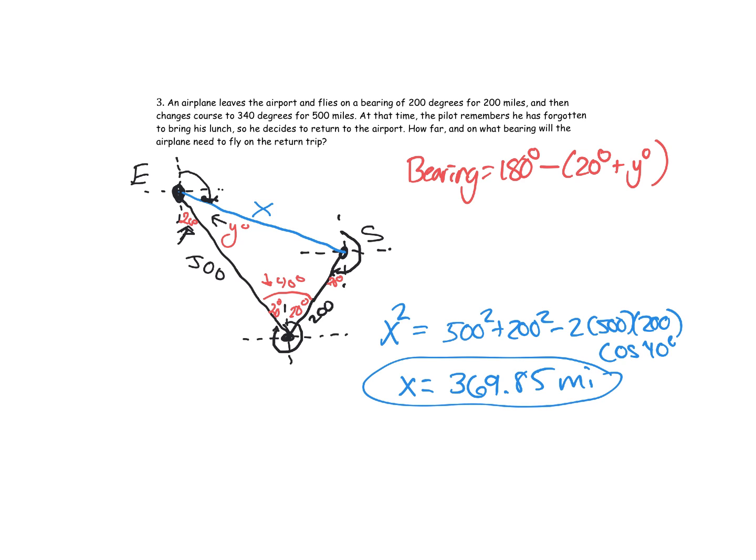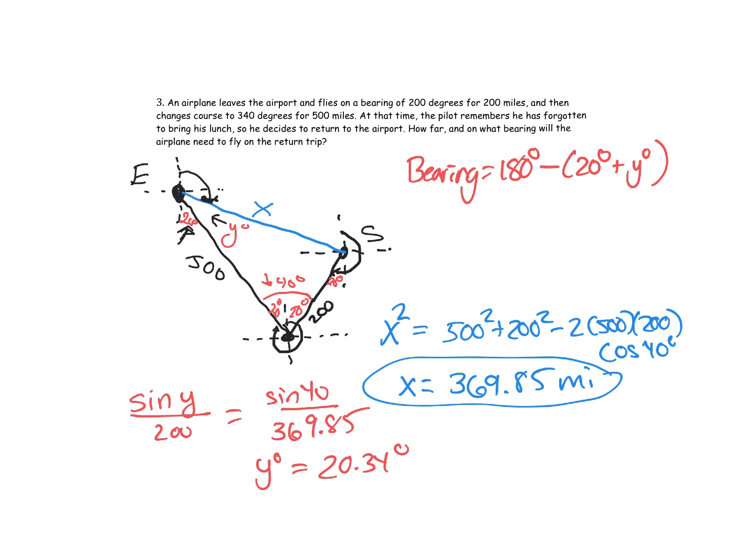And now in order to find the bearing, I now need to know that y value. So I'm going to use the law of sines. Sine of y over 200 equals sine of 40 over that x that I just found, 369.85. And I'm going to get y to be 20.34 degrees. So thus going back to our bearing, this is going to be 180 minus 20 plus 20.34 degrees. So the bearing here will be 139.7 degrees, or about that.